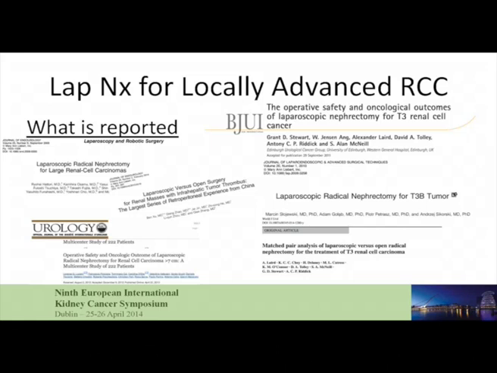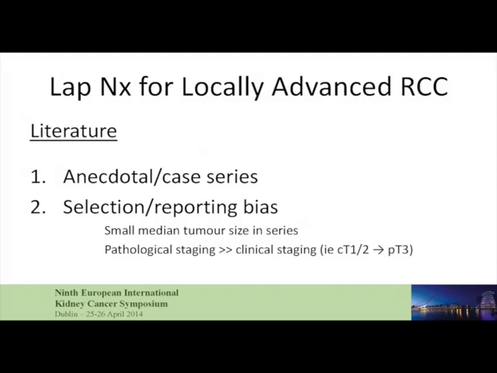Now looking at what is reported in the literature, and like everything in medicine, pretty much everything can be done and certainly is reported. There's a large number of papers that report surgical success with the type of tumours that I outlined in the first slide. The issue with the literature is that these are essentially anecdotal reports of surgical victories and case series. And the feature, particularly of the case series, is that there is inevitably a component of selection and reporting bias, and that in many of the larger series, there is a relatively small median tumour size of about 8 centimetres when they've reported it as a locally advanced tumour.